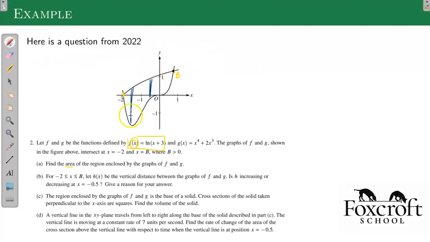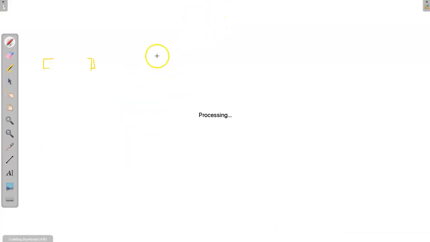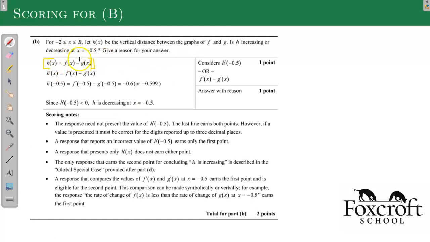You can see if we're just finding the distance between the graphs, it's the top function minus the bottom function. So they're a little sly with how they define h. But now if I want to know if h is increasing or decreasing, I know to take its derivative. And you can see that's worth a point. Taking its derivative, plugging it in, all this stuff you can find using a calculator, and that gives you the answer of 1.